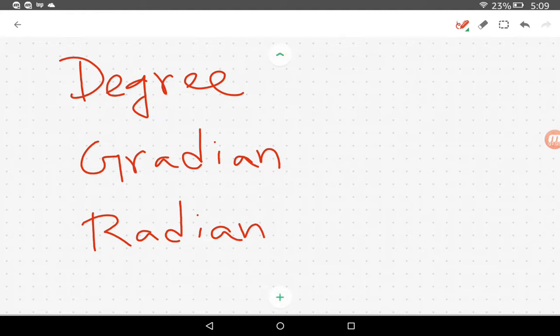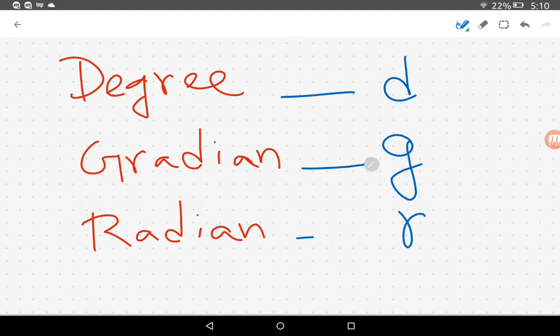Maybe you have already noticed one thing in your calculator. Maybe you have noticed three letters: D, G and R. These can be seen in your calculator. You can check it now also. What do these letters mean? D stands for degree, G stands for gradian and R stands for radian. These three unit systems are mostly used nowadays. Now, as we have already talked about degree, in today's class I am going to start with gradian.